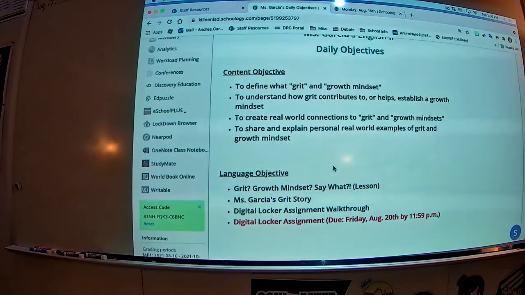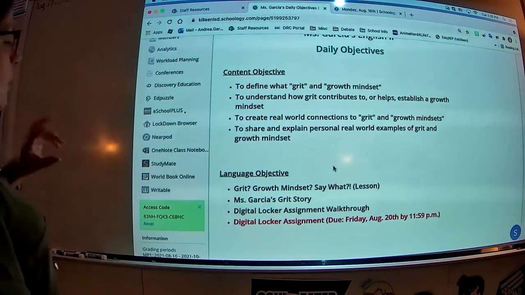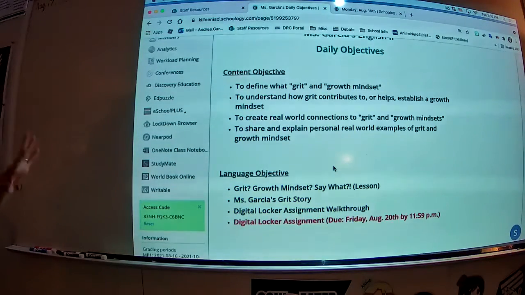I'm going to share my own grit story with you, and then I'm going to walk you through the digital assignment so that you know what you need to do, and then I'll give you time at the end of class to get that done. Again, I do have tech.